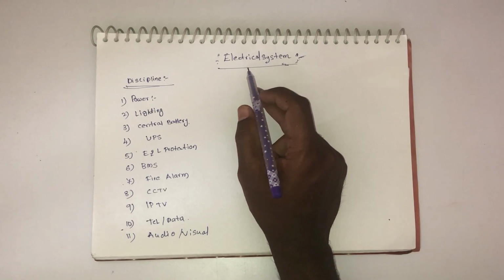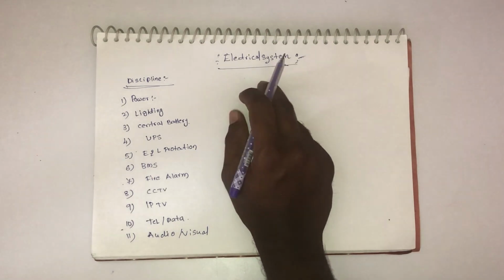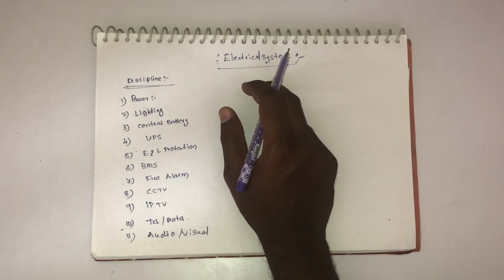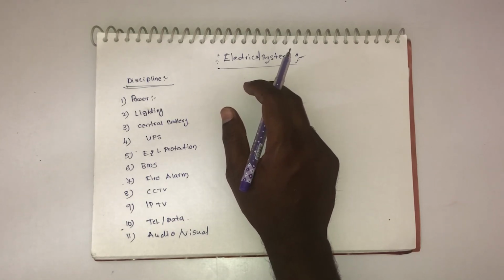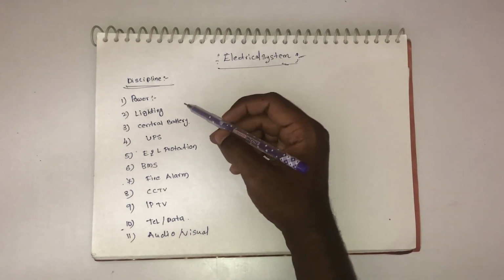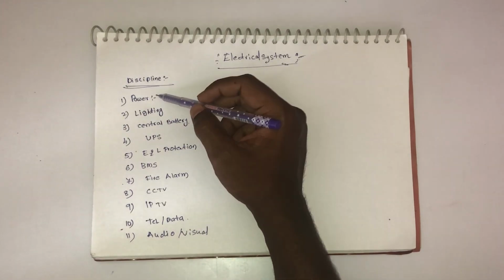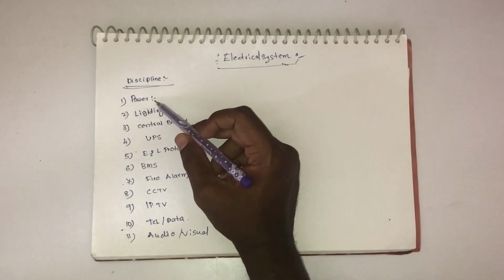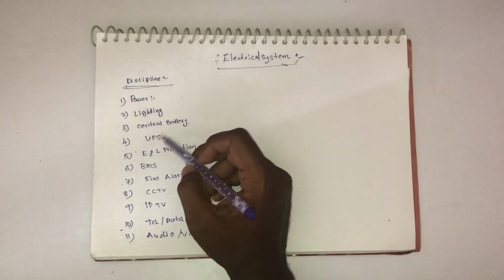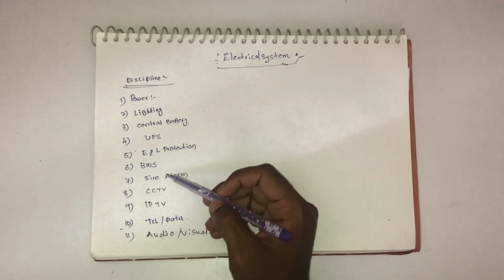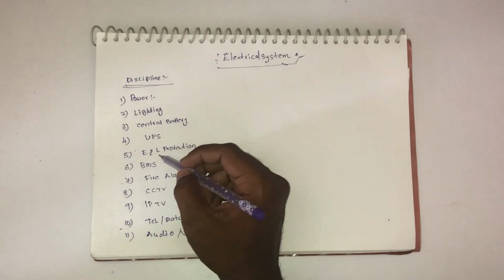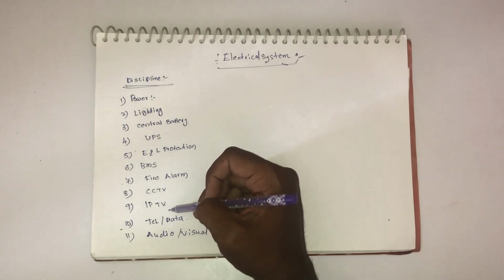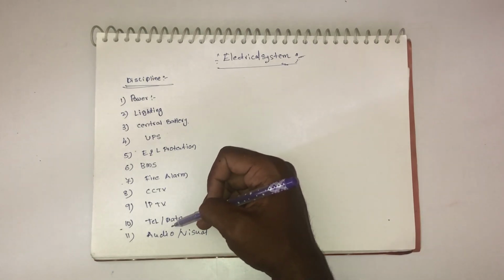Today I am going to discuss the subsystems of the electrical system. Generally, there are many people who don't know what electrical systems are used in real life. So in this video I am explaining those systems. If you see here, I mentioned some of the sub electrical systems. First one is the power and the lighting, central battery and UPS. Then earthing and lightning protection, the BMS, fire alarm, CCTV, IPTV, telephone and data, audio visual.